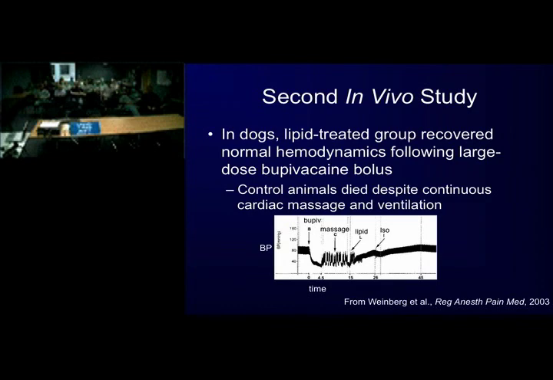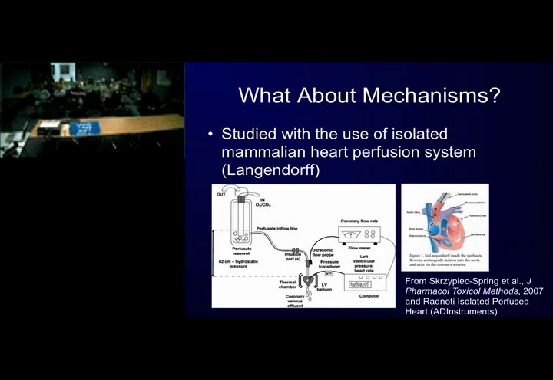So what about the mechanisms? Dr. Weinberg and others have gone on to look at some of the mechanisms involved, and one of the ways to study the mechanism is with the isolated heart perfusion system. This is something that I'm not too familiar with, so I had to look it up, and it's not a technique that I use. But the gist of it is the heart gets isolated from an experimental animal, hence the isolated heart perfusion system.